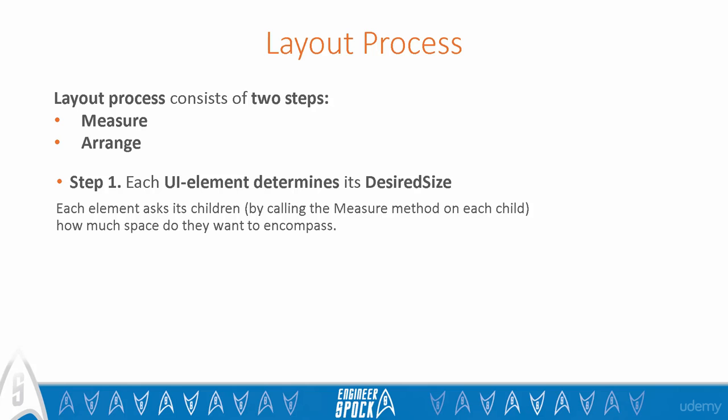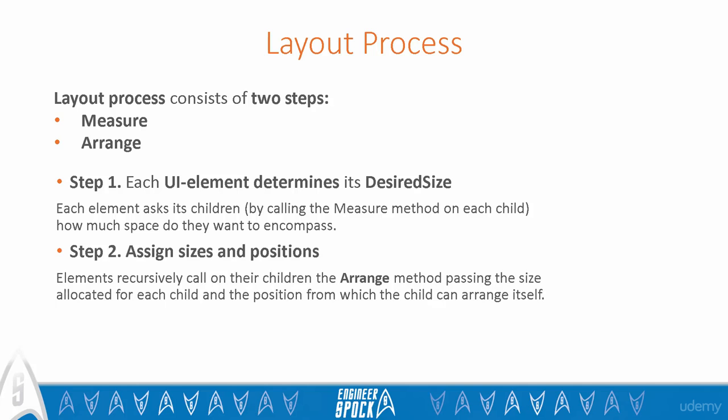Each element asks its children, by calling the measure method on each child, how much space they want to occupy. This process executes until reaching the end of the tree. Then child elements one by one return their desired sizes. Desired size is the name of the property which has to be calculated by elements during the step of measurement. Parents aggregate the desired sizes of their children and calculate their own final sizes.